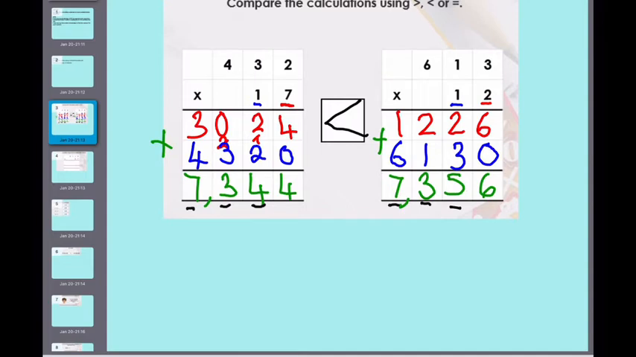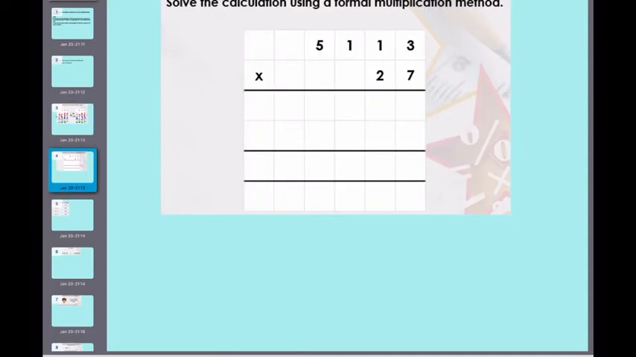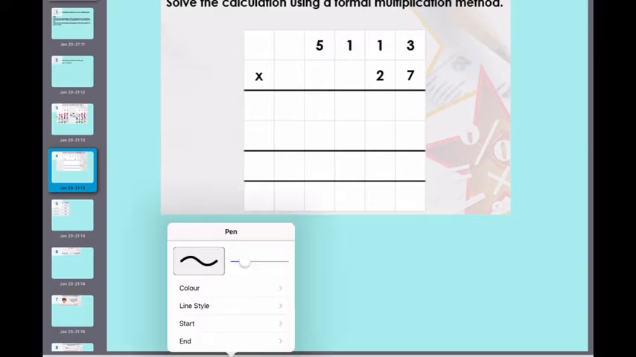Again, let's move on nice and quickly. Solve the calculation using a formal multiplication method. Again, pause the video here, have a go, come back to me when you're ready.